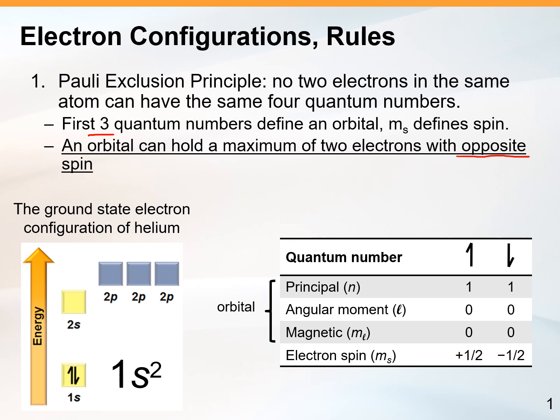Here we have the 2 electrons of helium. They have the first 3 quantum numbers the same, but the 4th one, the spin quantum number, is different. This is actually the principle that an orbital can hold a maximum of 2 electrons. This is what you need to remember. And those 2 electrons must have opposite spins.